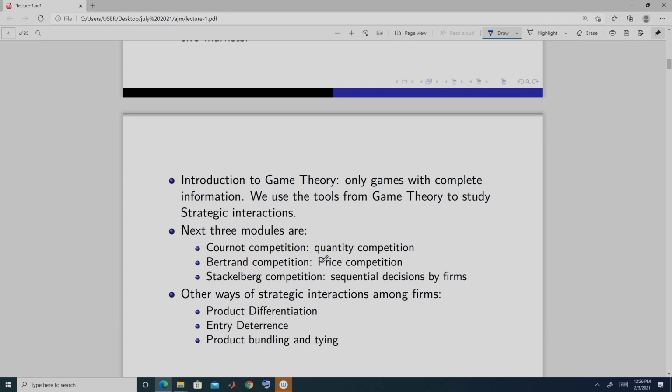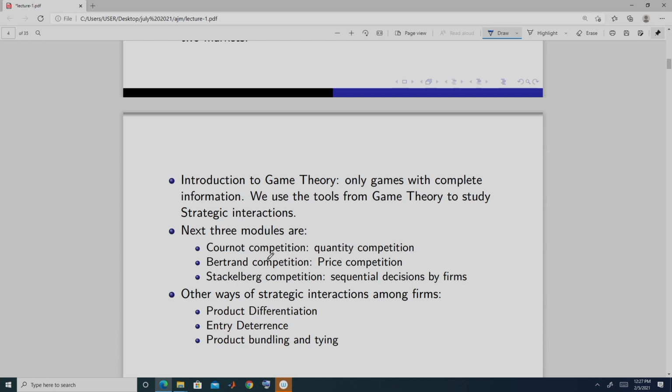In Bertrand competition, firms decide the price. Now, suppose there are two firms, firm 1 and firm 2, and they produce a homogeneous good. Homogeneous good means that a buyer is indifferent between buying from firm 1 and firm 2. It gets the same type of good. Okay.